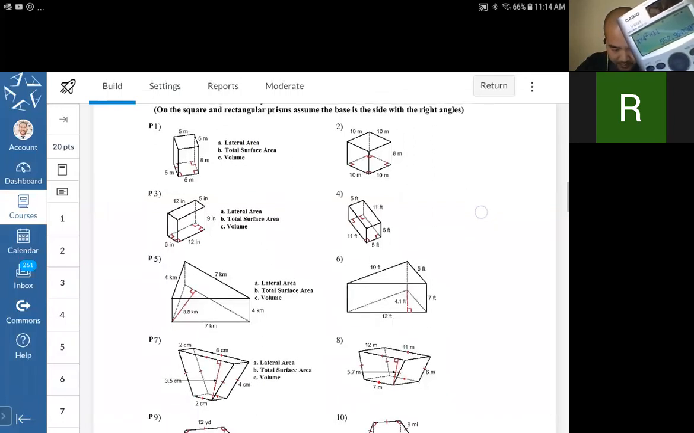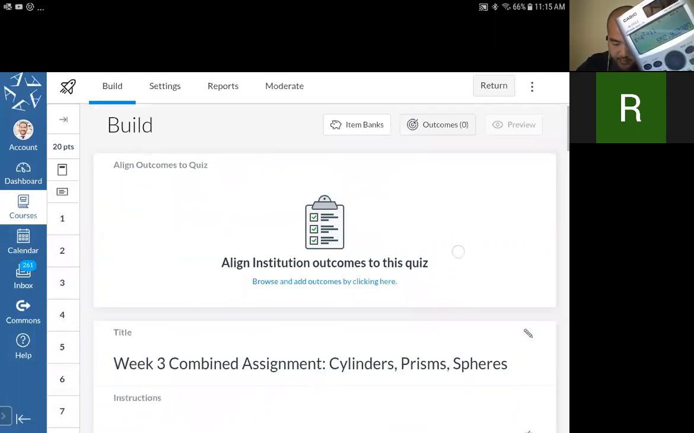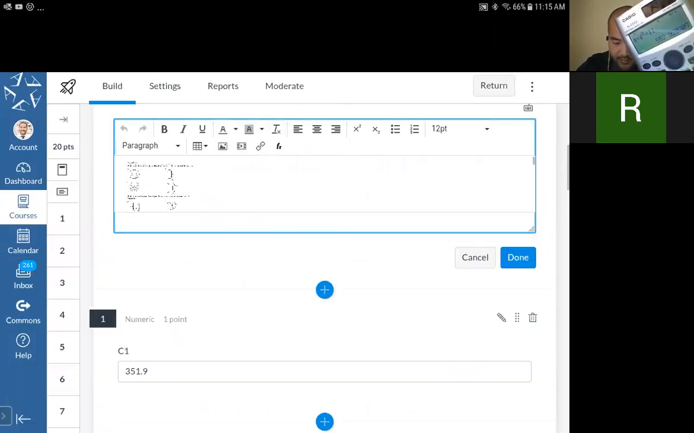I'll do one of these. So you have number, I started editing it, dang it.